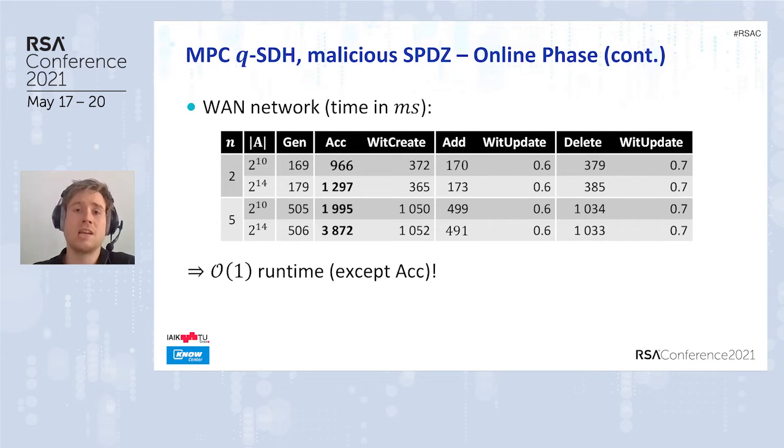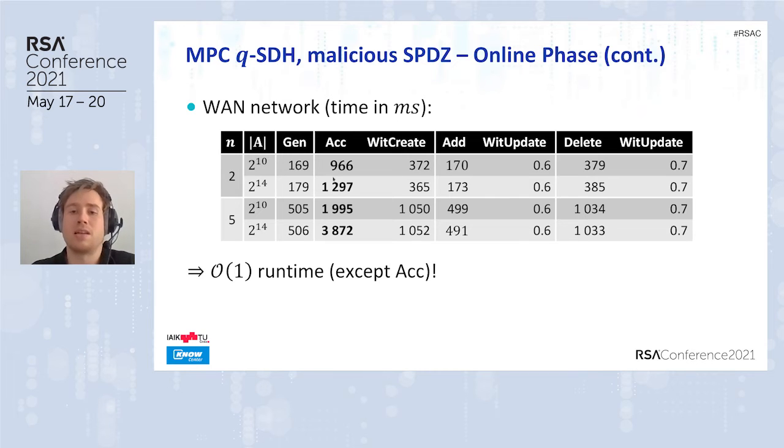For comparison, I give you times for the same benchmarks in a slower network, in a slower WAN network. And the same behavior as in the previous slide can also be seen here, that all algorithms, except for the initial accumulation again, run in a time independent of the set size.